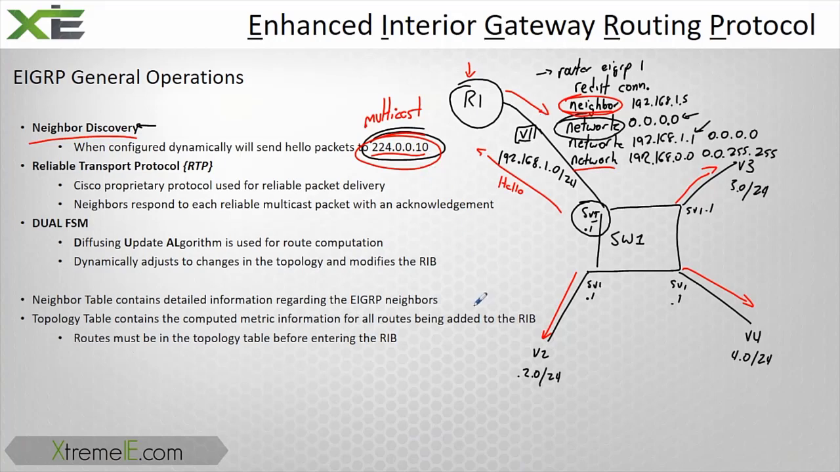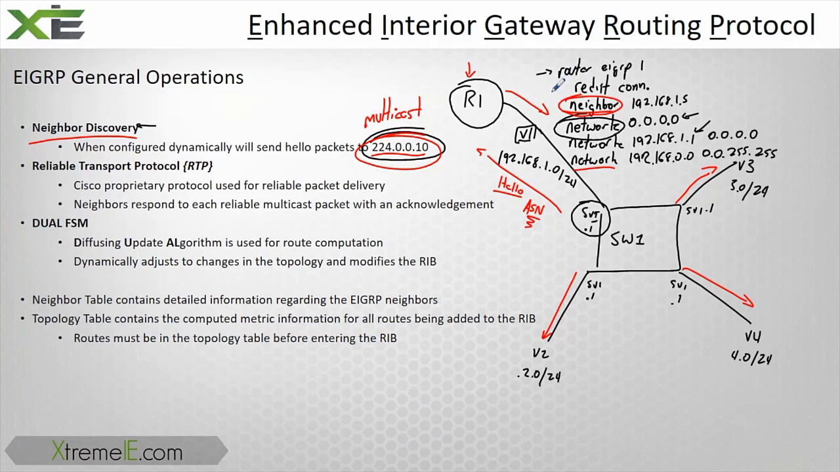Inside of that hello packet is the autonomous system number. So when we say the ASN has to match, this is how we actually discover whether it matches or not. Because if it doesn't match, we see that in the hello packet that we are receiving, and our neighbor sees it in the hello packet that we are sending, and so the adjacency doesn't form. Okay, so this is the dynamic discovery.